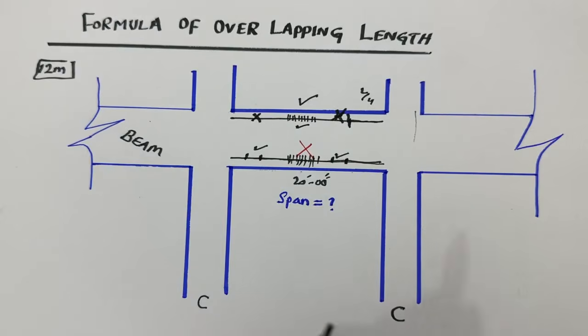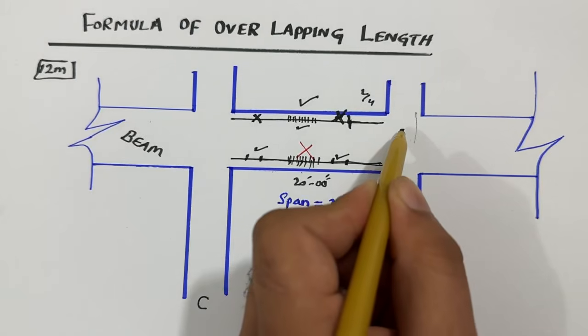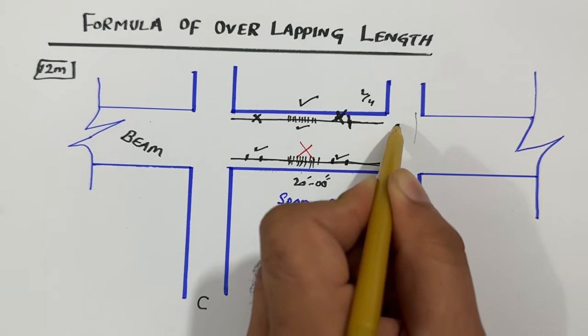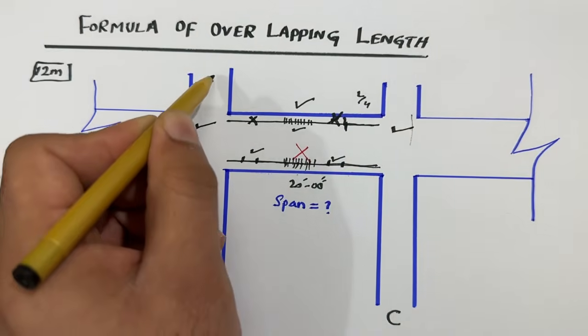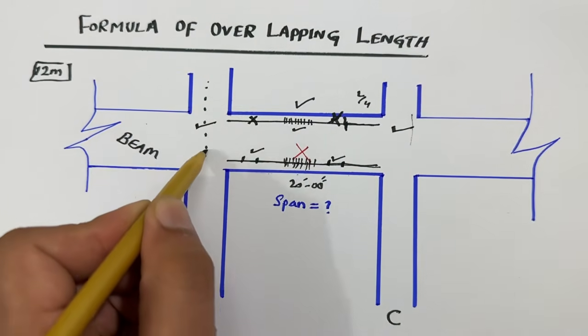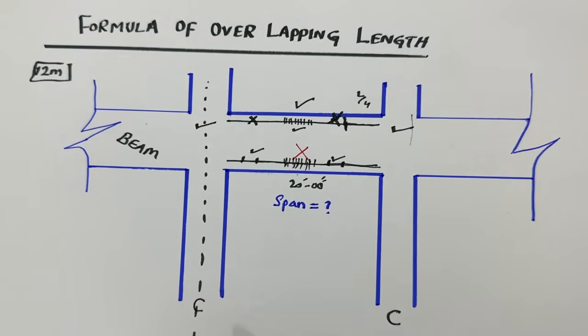If you have more chances of overlapping, try to provide the lapping at the junction, because here we are providing extra rods, so you are able to provide here and also here. Try to provide at the center line. Guys, you can see this is the center line of this column.